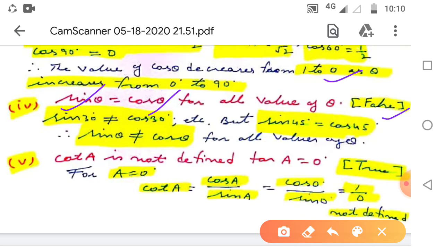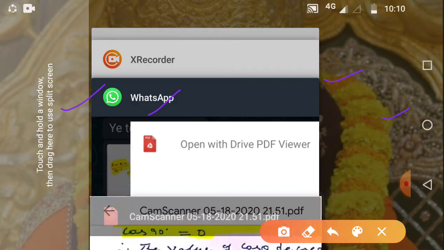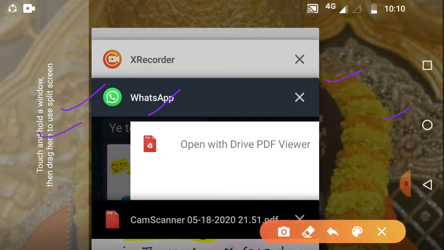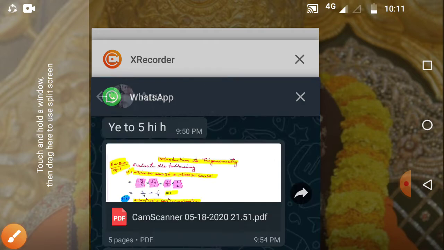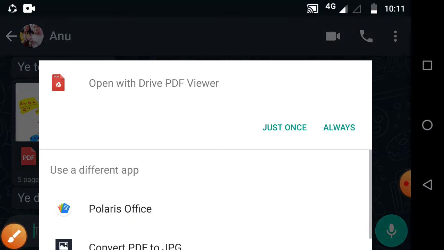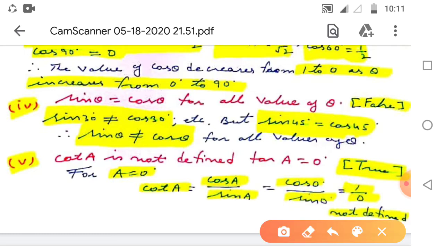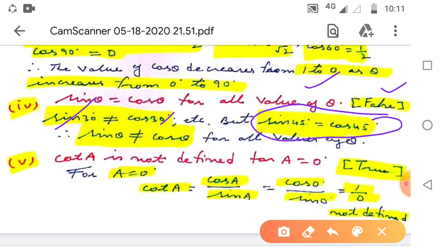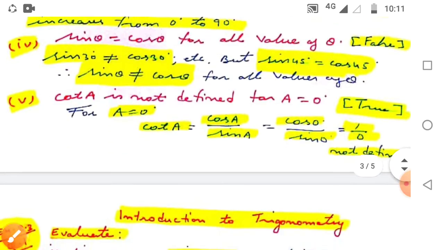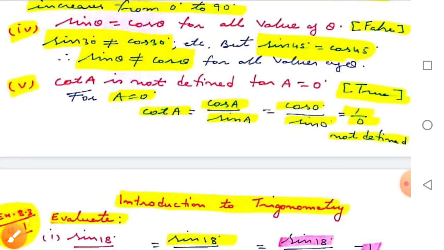Now the fourth part, sine theta is equal to cos theta for all values of theta. So this is again false. Look here, sine 30 is not equal to cos 30, right? But sine 45 is equal to cos 45. So sine theta is equal to cos theta for all values of theta is incorrect. This is a false statement.